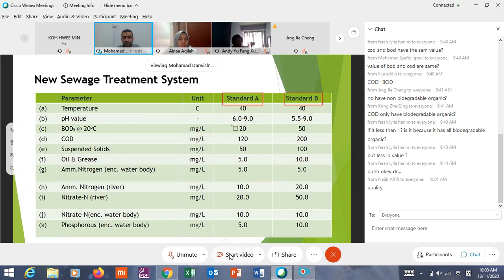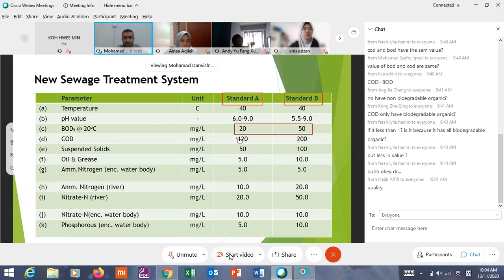Look at BOD, for example. In standard A, it's only 20, but in standard B, it can go up to 50. So that means the quality of standard A is higher, because we are reducing the BOD. When we say BOD is 50 versus BOD 20, the BOD of 50 is more polluted.